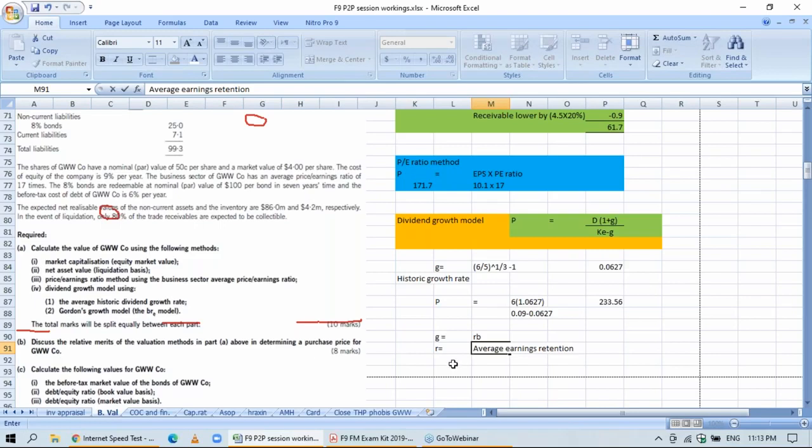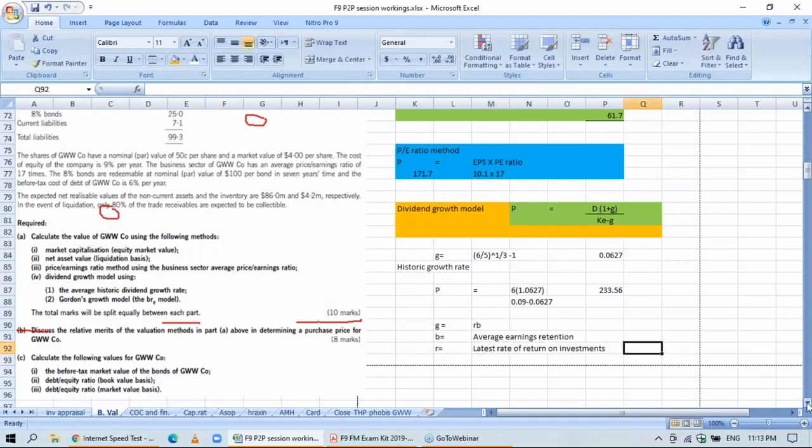This is R. And then B is, sorry, B is retention rate, and R is the rate of return. Latest rate of return on investments. That's R.